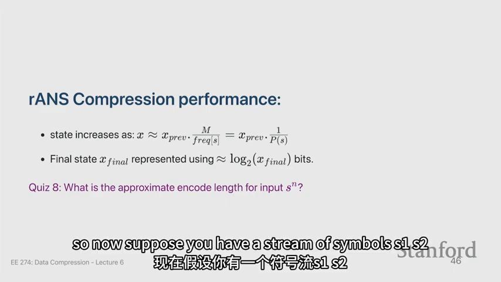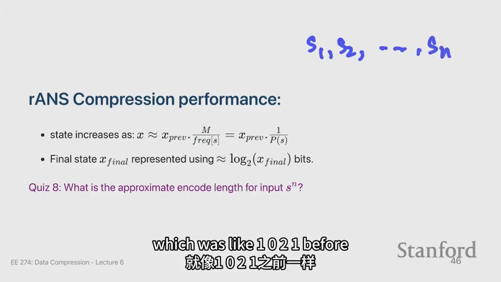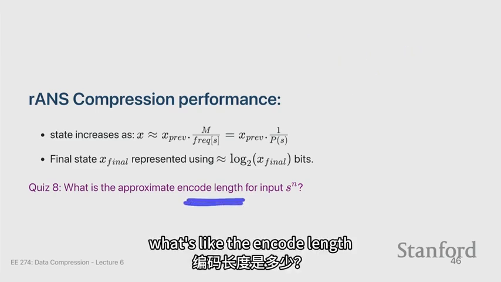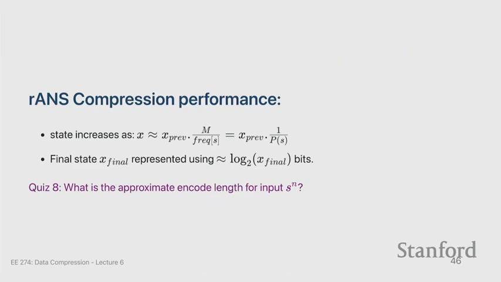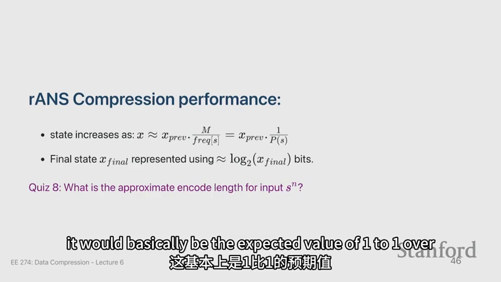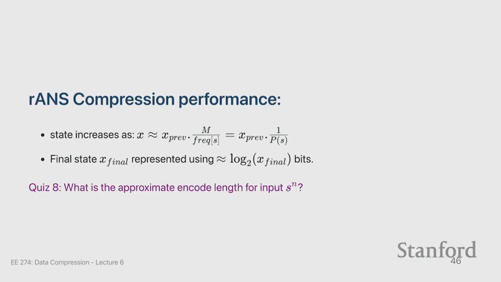So now suppose you have a stream of symbols S1, S2, ... Sn, which was like 1021 before. What's the encode length, approximately? It would basically be the expected value of log 2 of 1 over P(S), which is just entropy.